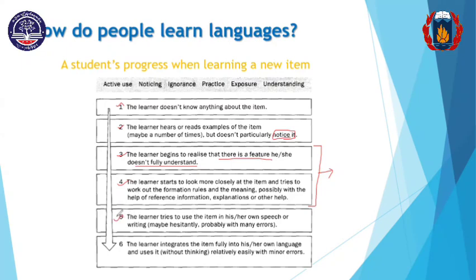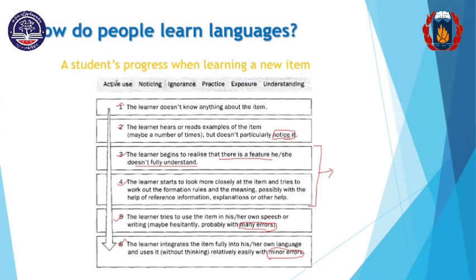And in stage 5, the learner tries to use the items in their own speech or writing, and maybe in stage 5 with many errors. But in stage 6, the learner integrates the item fully into their own language, and uses it without thinking, relatively easily, with minor errors. So these are the stages of the learning.